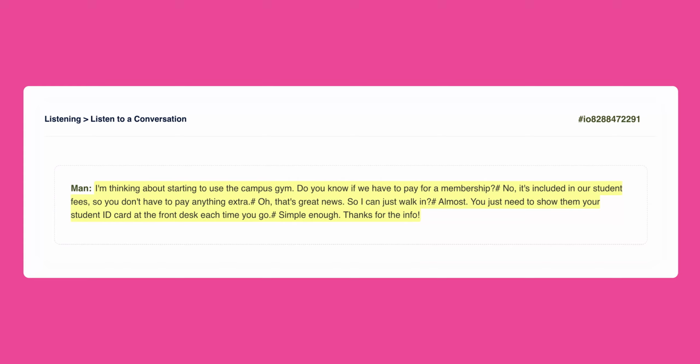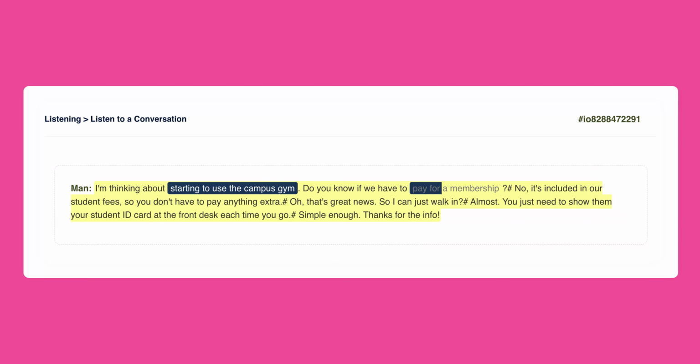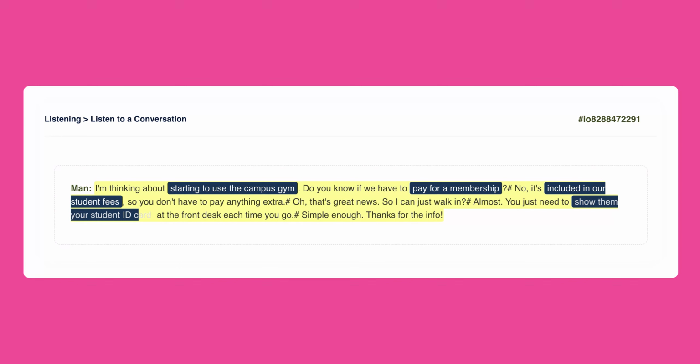Let's break down this conversation to understand the key details. The woman begins by stating her goal, starting to use the campus gym. This sets the context immediately. Her main concern is financial, as she asks if they have to pay for a membership. The man provides the answer, explaining that the cost is included in our student fees, which means no extra money is needed. Then, he adds the specific condition for entry. You simply need to show them your student ID card. Noticing these practical details, like fees and ID cards, is essential for answering detailed questions correctly.